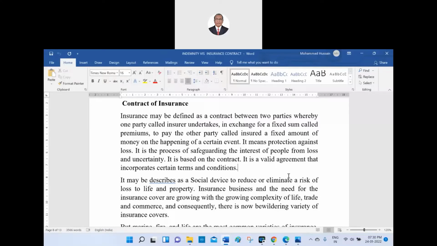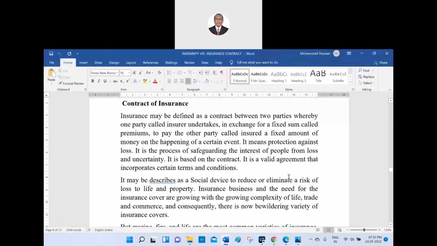It means protection against loss. It is the process of safeguarding the interest of the people from loss and uncertainty. So if 100 members are there and they each pay a premium of, say, 100, it becomes 100 into 100, which is 10,000. At that instance, if an untoward incident happens to one of the policyholders, the amount claimed would be fixed, say about 3,000 or 4,000. If 4,000 is paid from the pooled amount of 10,000, still 6,000 will be there in the stock of the insurance company. The 6,000 they keep in investment so that it will increase.